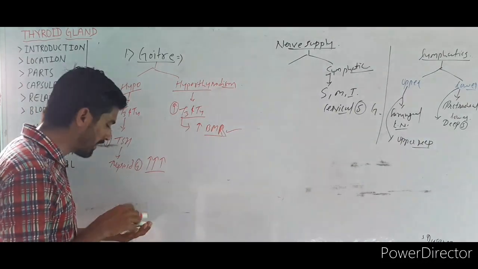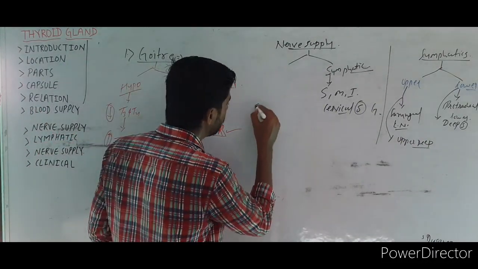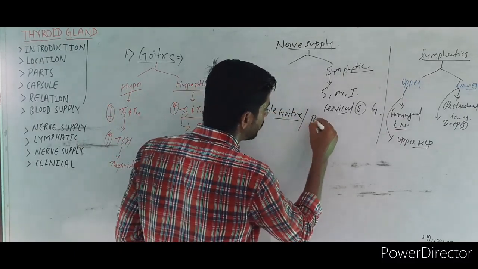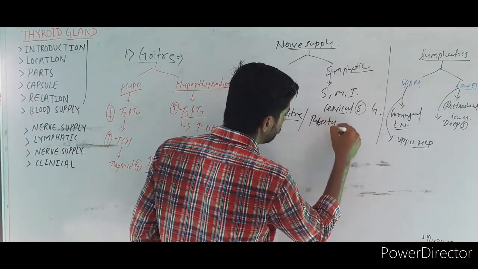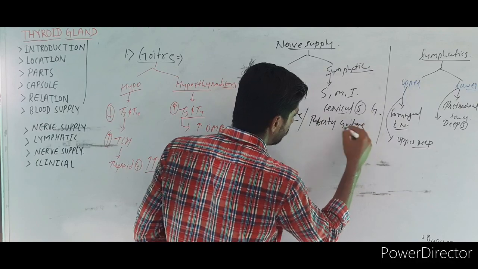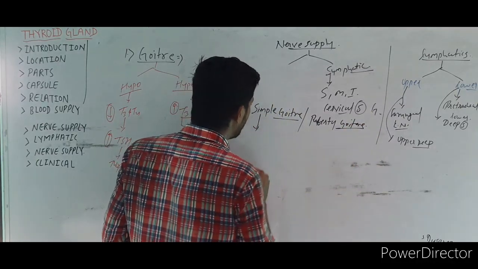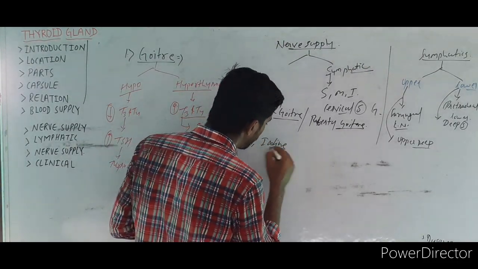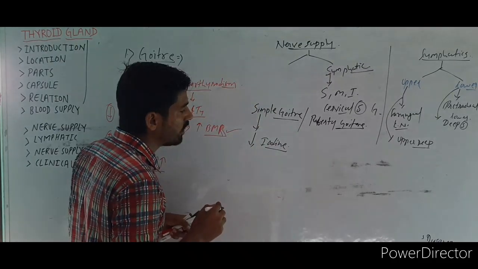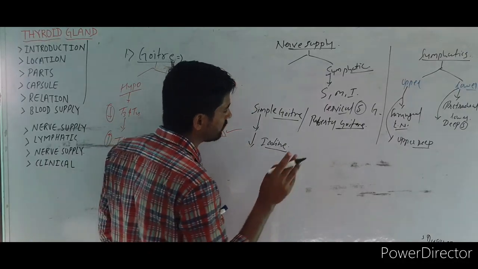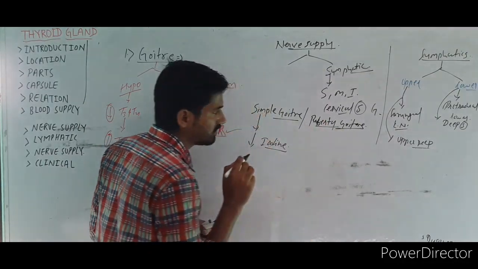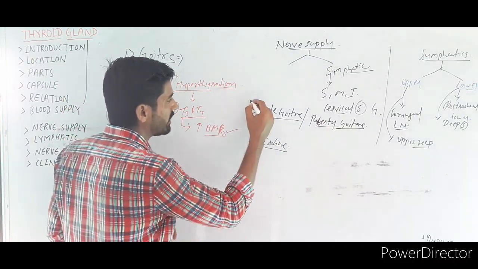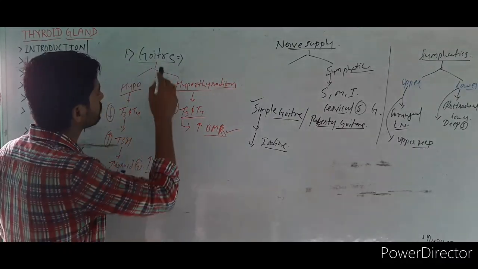One goiter is called a simple goiter. What is the simple goiter? Simple goiter is also known as puberty goiter. It occurs due to the deficiency of iodine. It is very common in women who are in the puberty stage, so it is also called the puberty goiter. When we take iodine in sufficient amount, this will disappear. So this is the simple goiter.